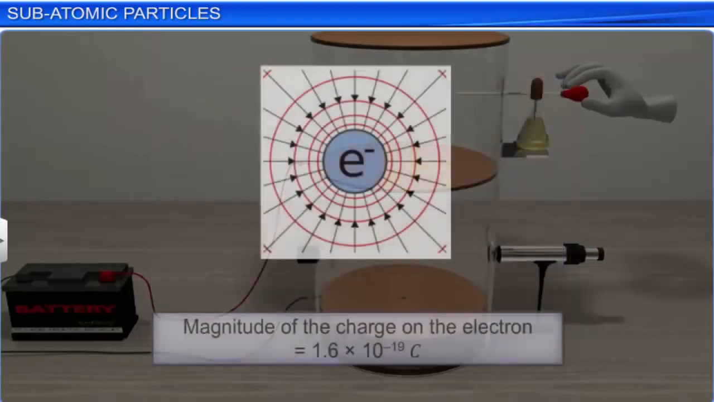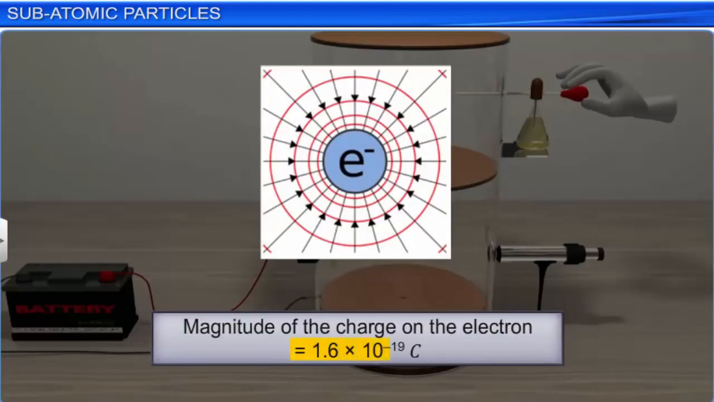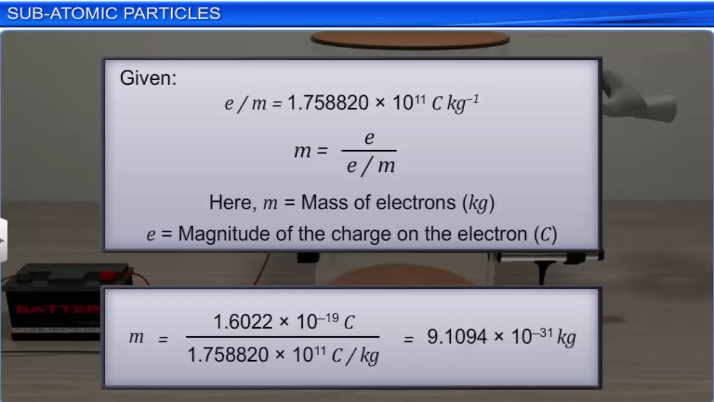That is, Q is equal to nE. Knowing the values of Q and n, Millikan calculated the charge on an electron to be 1.6 × 10^-19 coulombs. The mass of the electron, or m_e, was then determined by combining the results of Millikan's oil drop experiment and Thomson's value of the e/m ratio, and was found to be 9.1094 × 10^-31 kg.